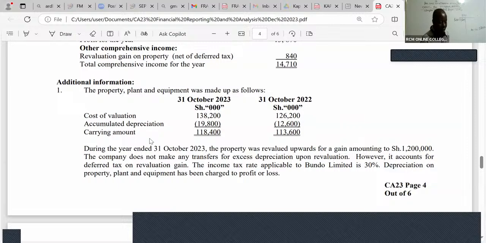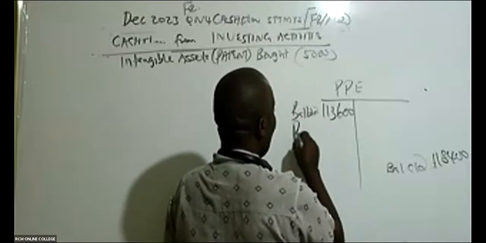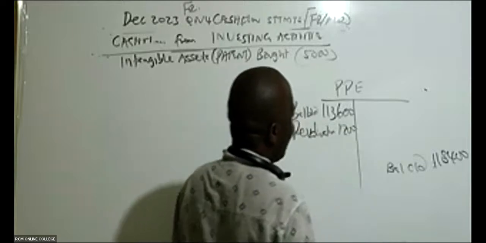Like now here you can see we are told during the year ended at 31st October 2023, the property was revalued upwards for a gain amounting to 1,200. Remember the figures are in shillings thousands. So you'll come and tell us, yeah, revaluation. So you debit this. Revaluation will increase the amount 1,200.